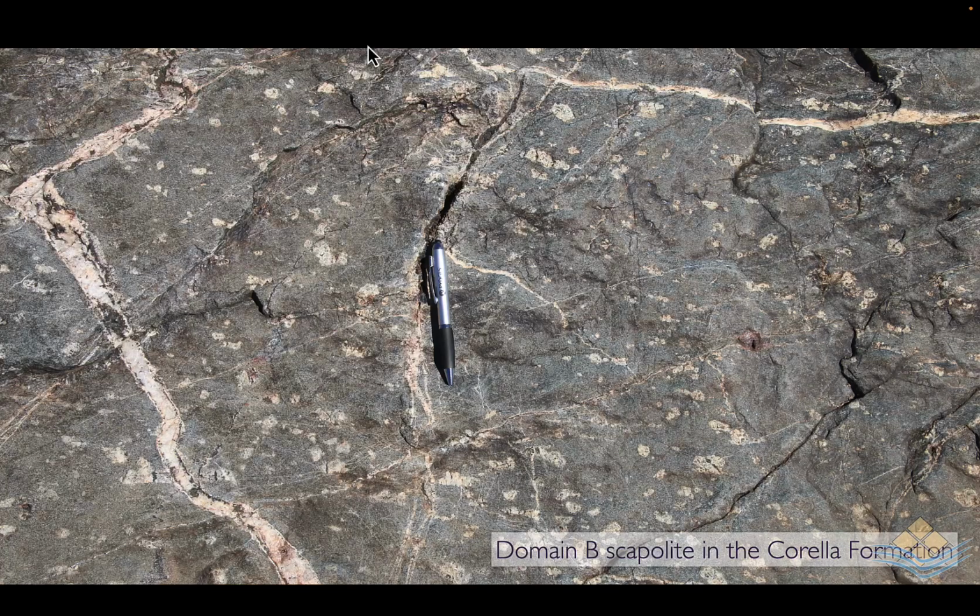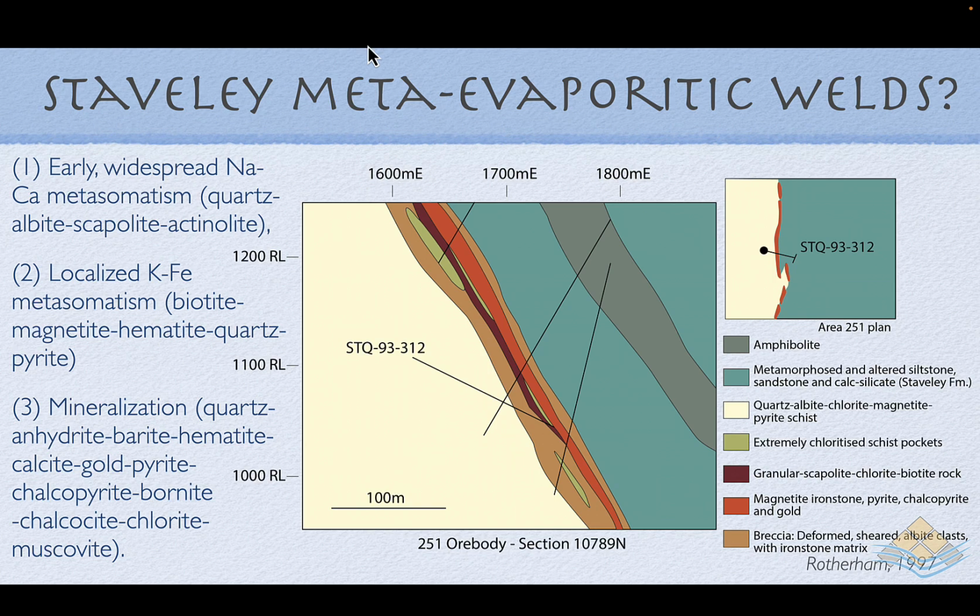This is what is called Domain B scapolite in the Corella Formation. Also in the Staveley Formation, it's often associated with breccia units. The brown here is indicating deformed, sheared breccias with a variety of albite clasts along with ironstone matrix. The purple unit is showing you the intimate association of the scapolite-chlorite-biotite rock with those breccia units. This is a typical association we see. Breccia in association with scapolite is a good indication of former meta-evaporitic associations for the scapolite.